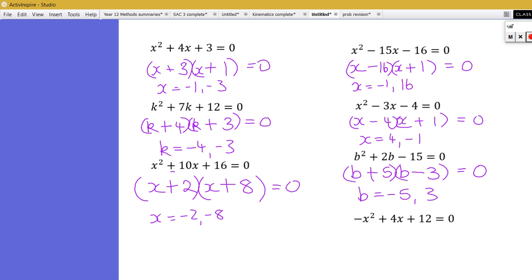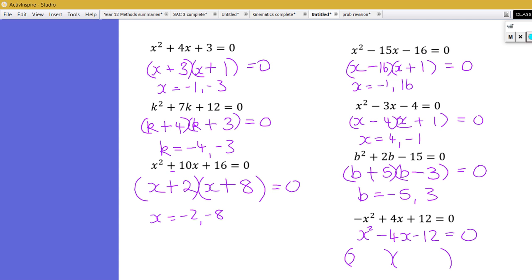Now this last one, our x squared term is negative, and that makes it a bit harder to factorise. So it's much easier if I change the signs of every term on both sides of the equation. That is a much easier equation now for us to solve, because when we're factorising, if our leading term is negative, it just makes it that little bit harder. So now I'm good to go.